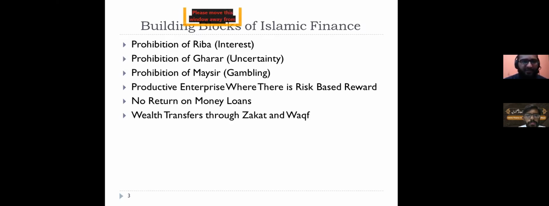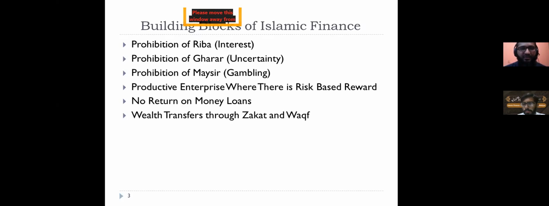So Islam says that there is no return on money loans, no financial return of any kind on money loans. When we provide a loan as money to someone, then we cannot expect any financial return, because this is not a commercial contract in Islamic finance. And then there are also principles which govern the redistribution of resources.